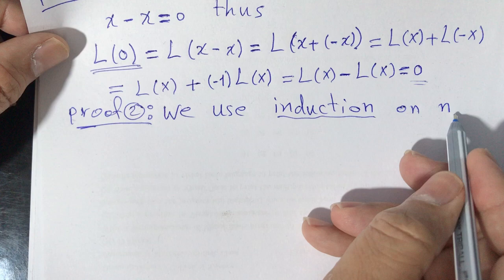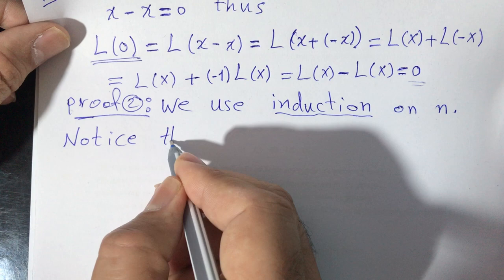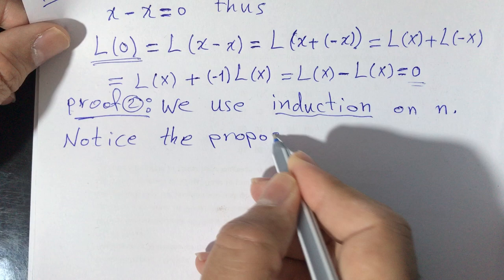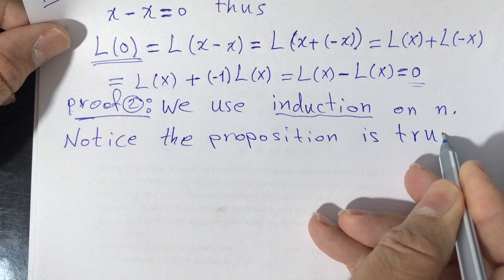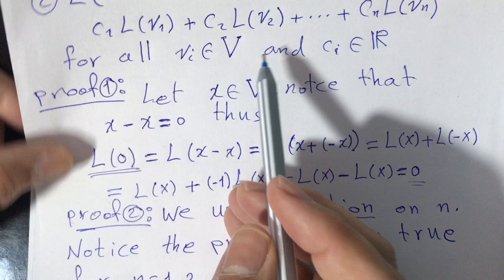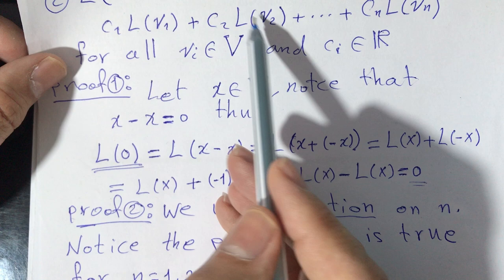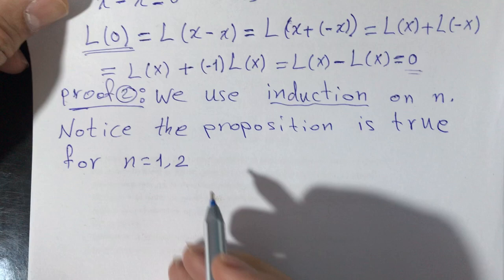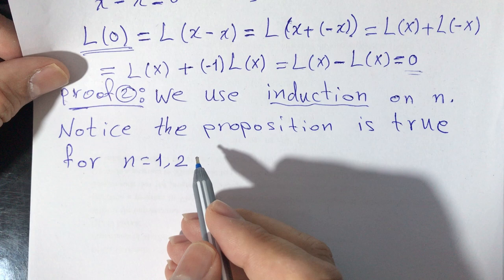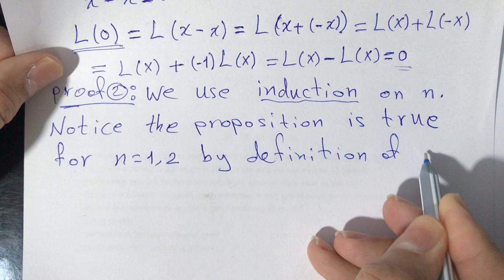Note that the proposition is true for n equal 1, 2. Here, L of C1 V1 plus C2 V2 is equal to C1 L of V1 plus C2 L of V2. This is from the definition of linear transformation. So the proposition is true for n equal to 1 and 2, by definition of linear transformation.